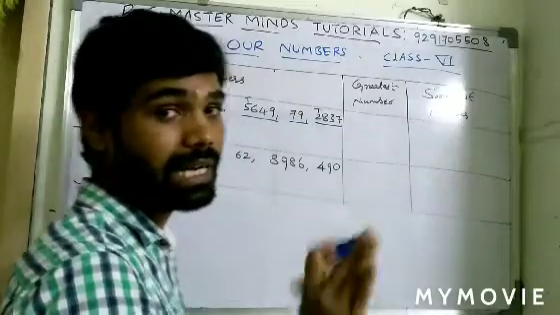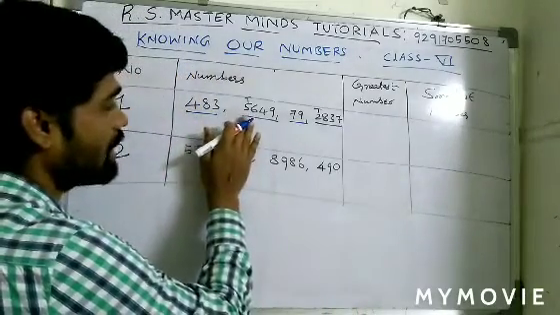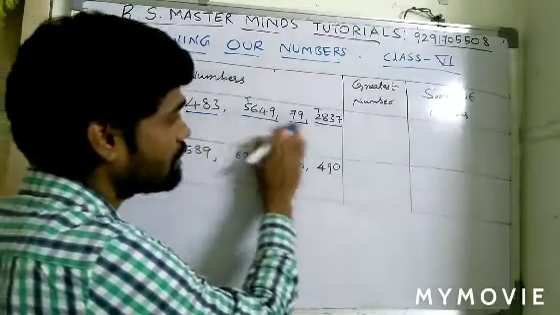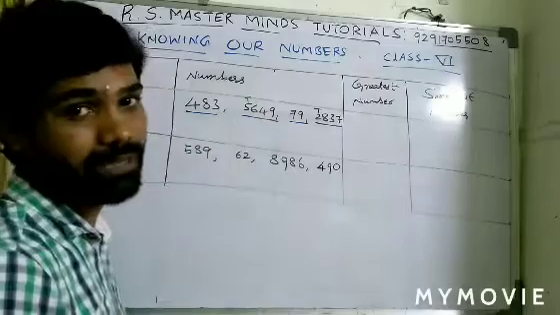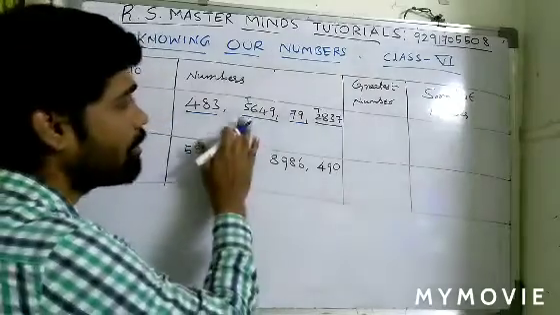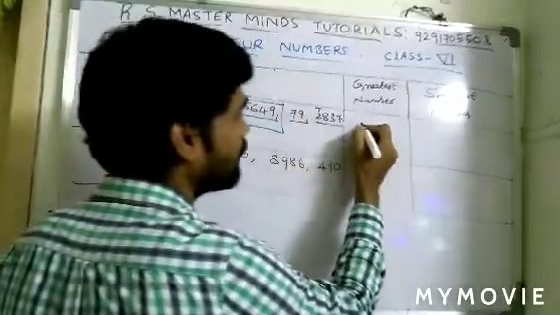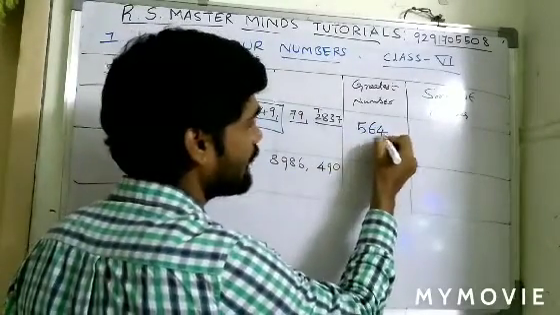I hope you can already write these. So here 589, 62, 8986, 8000. And here 490. So 589, 62, 8986, and 490.